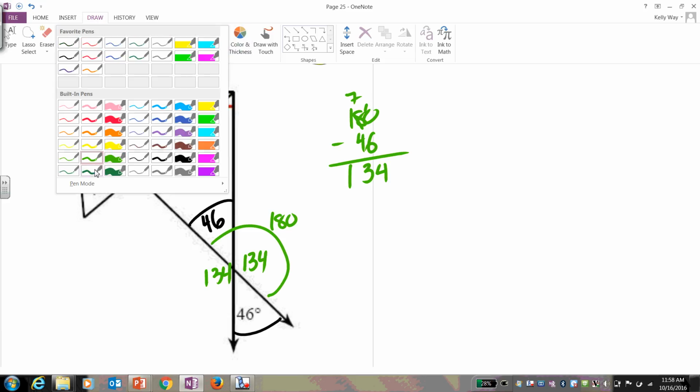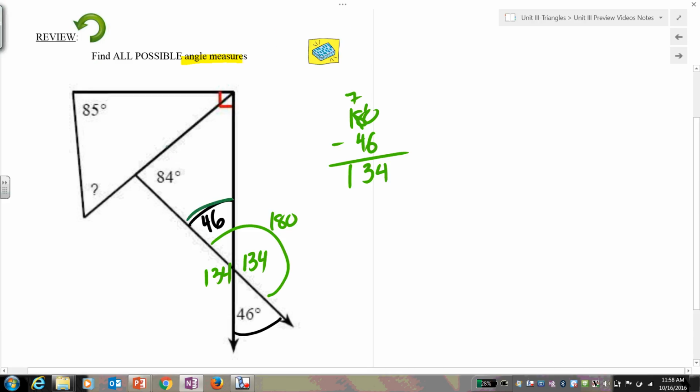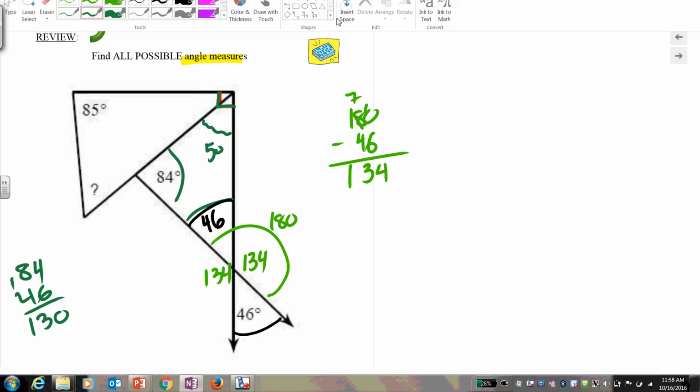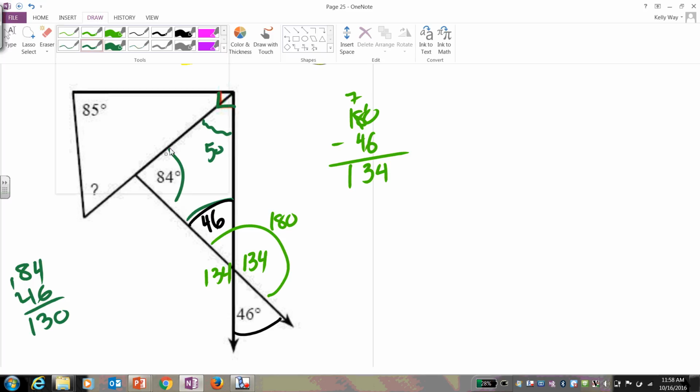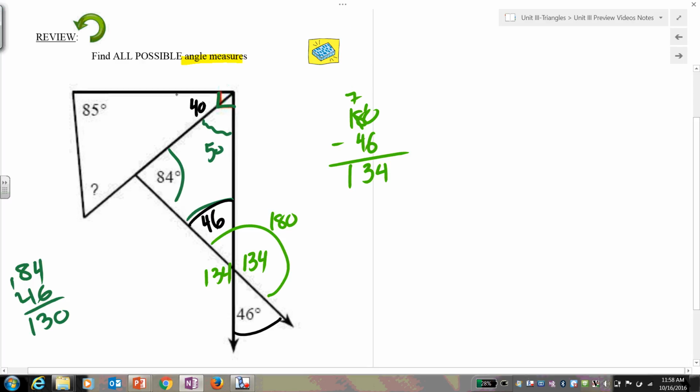And we're going to come over here. We're going to add 46 and 84. That's 130. Take it away from 180, and we get 50. There we have 90 degrees. Walk it around. Of course, this is 40. We're going to add 40 plus 85. We get 125. Take that away from 180. And we get 55.